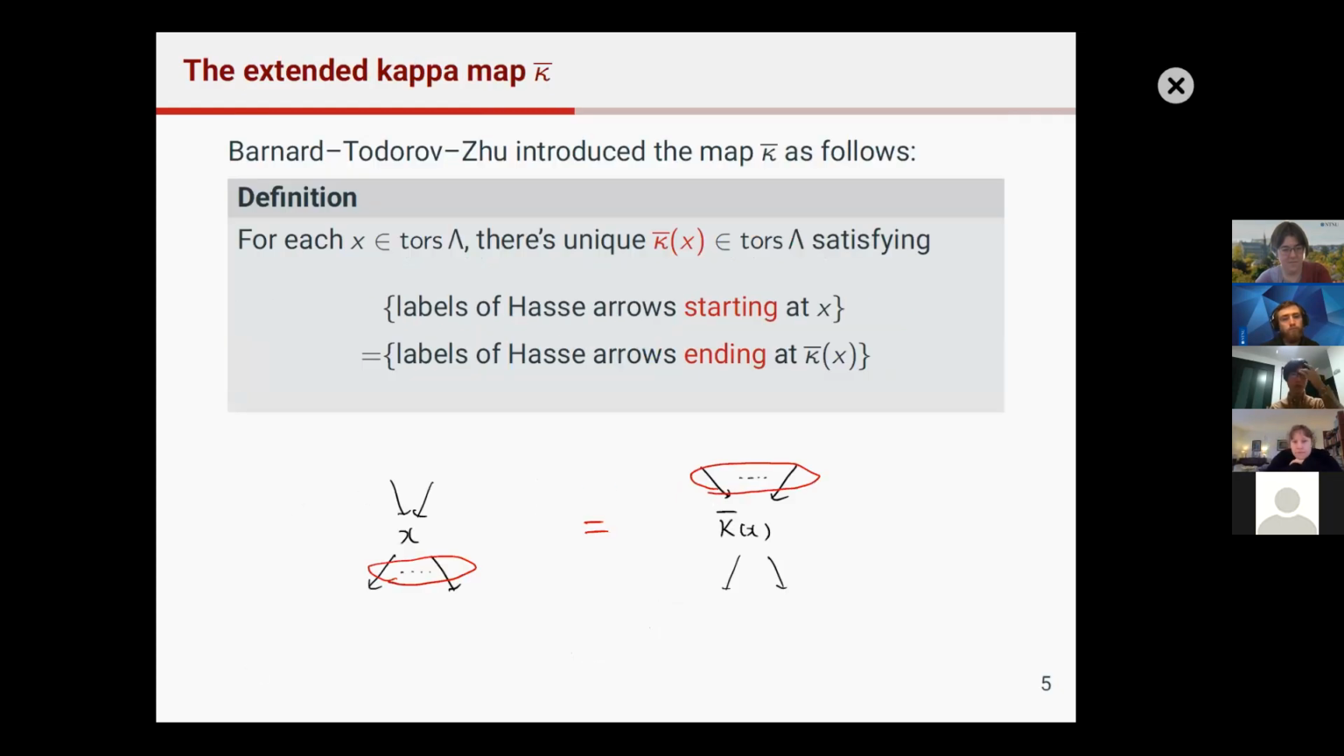By using this labeling, Barnard and Todorov introduced the extended kappa map as follows. Actually, this is not the same definition, but it's equivalent. The definition is that for each element X, there exists a unique element kappa of X satisfying this equality, and maybe this is easier to understand. So the set of labels of Hasse arrows starting at X, so lower labels, is equal to the set of labels of Hasse arrows ending at this element. And this claims that for any element, there exists such an element, and there exists actually a unique element. And in this way, we can define a map, which is called the extended kappa map.